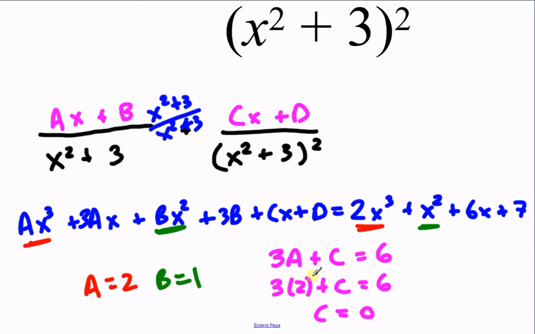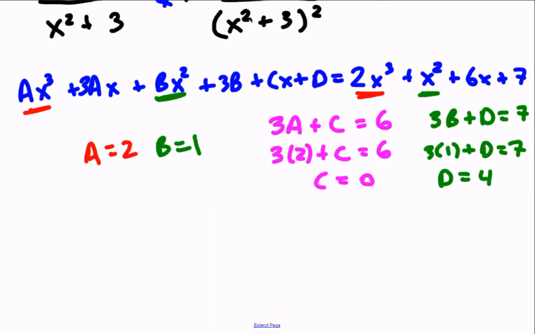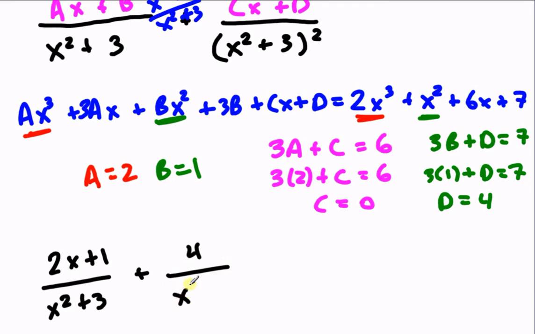Okay, so if c is 0, let's keep going here. We also had something with 3b and d, that's our constant value. So we'd have 3b plus d is supposed to equal 7. So b is 1, we already had that one. That means d is going to equal 4. Okay. So final answer, let's put it back into our original fractions again. We know from our setup that it was 2x plus 1 over x squared plus 3. And over on the side here, the c was 0, so 0 x's, and then 4 over x squared plus 3, all squared. And that would be where we'd stop.